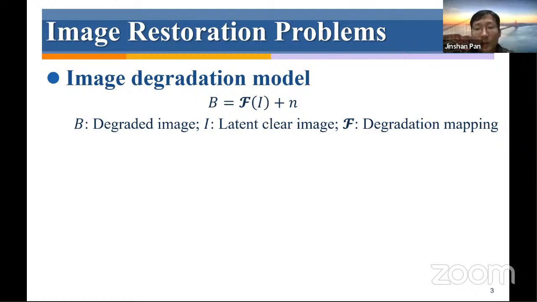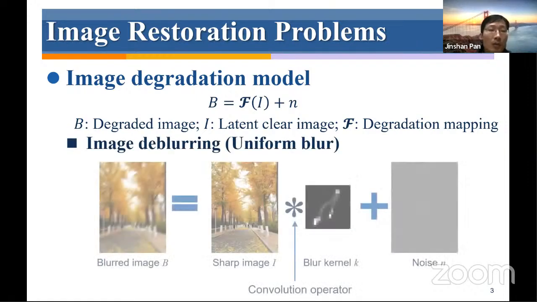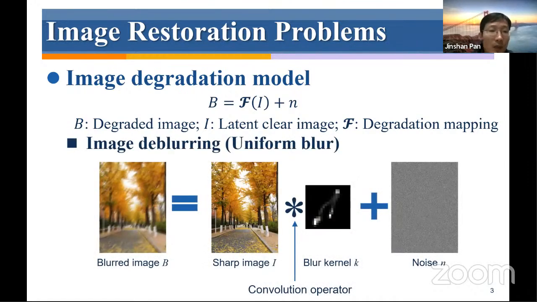For example, if we take image deblurring as an example and assume that the blur is uniform, the degradation process can be formulated by this linear convolution model, where the blurred image is usually modeled as the convolution of a sharp image with a blur kernel plus noise. And here we use the star to denote the convolution operator.